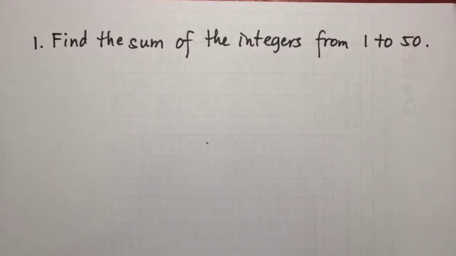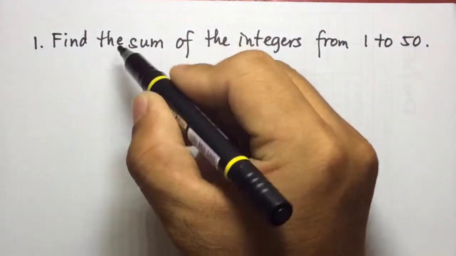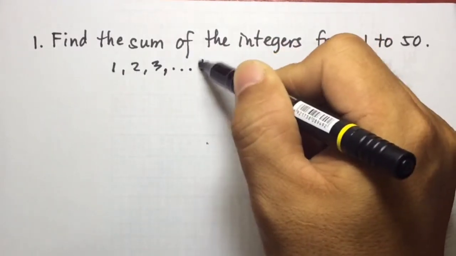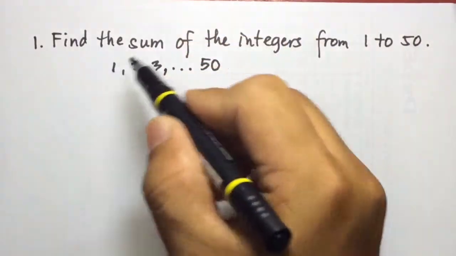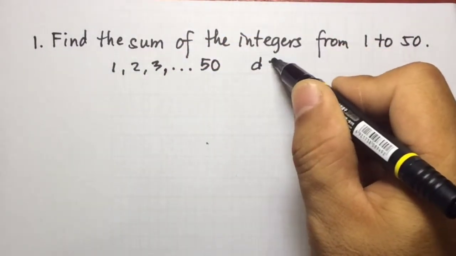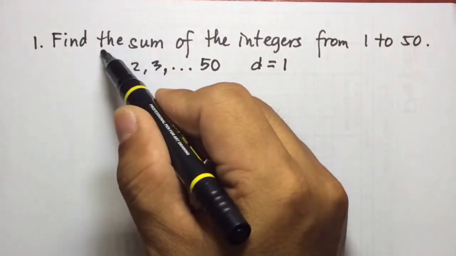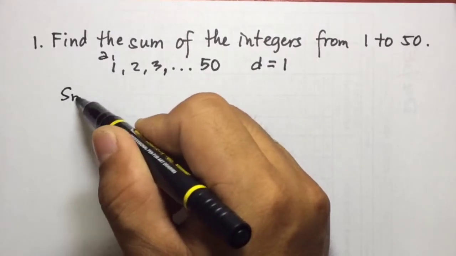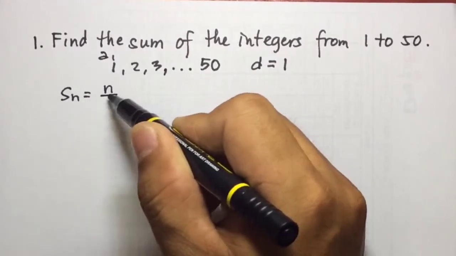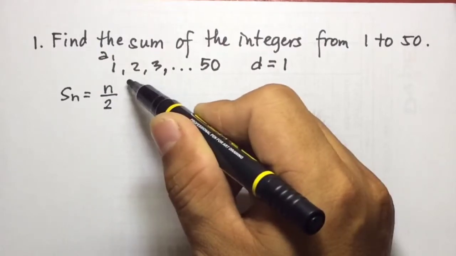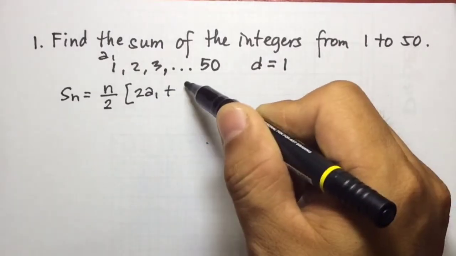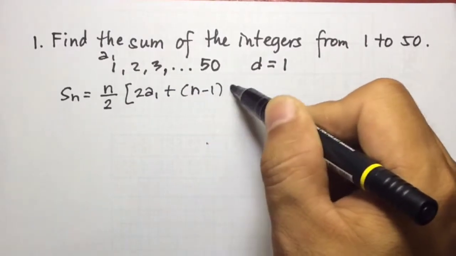So example number 1 here, find the sum of the integers from 1 to 50. So we're going to have the sequence 1, 2, 3, and up to 50. So the common difference here is 2 minus 1. Common difference is 1. And a sub 1 is equal to 1. Then using the formula, s sub n equals n over 2 times the quantity of 2 a sub 1 plus n minus 1 times d.